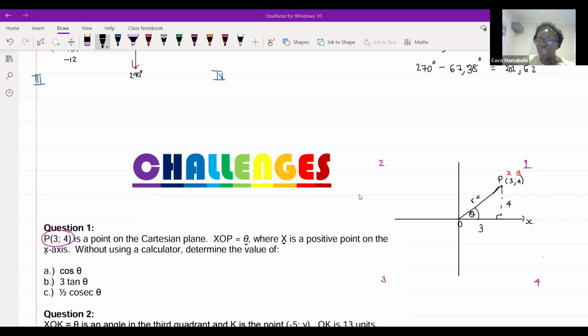Thank you very much. Okay, so this one was quite an easy one. We've done it before. R is equal to the square root of 3 squared plus 4 squared. That's 25. Therefore, R is equal to 5. So good. Now we can answer these 3 questions based off of this.